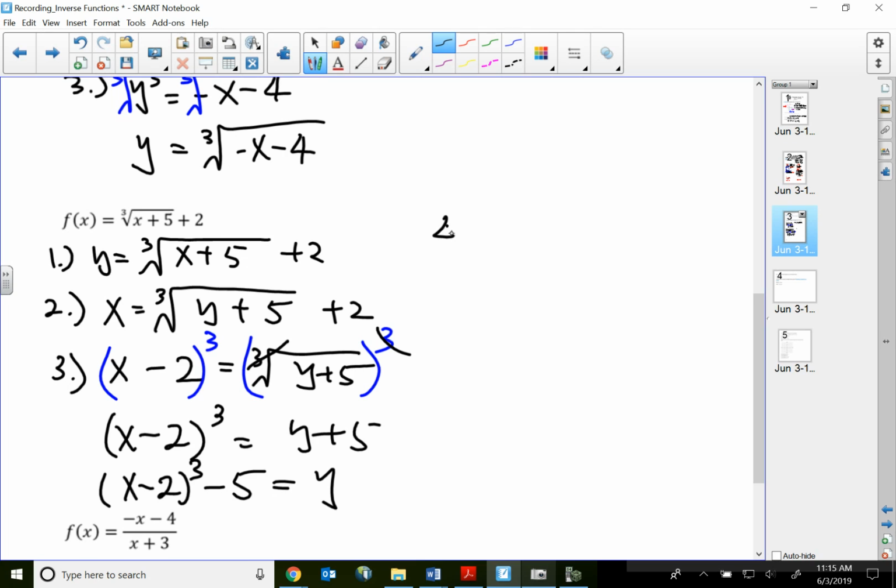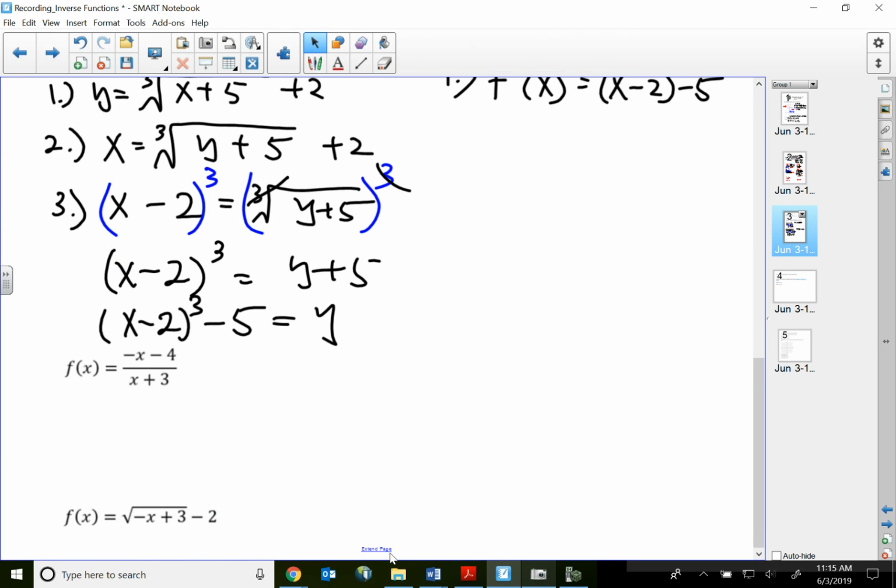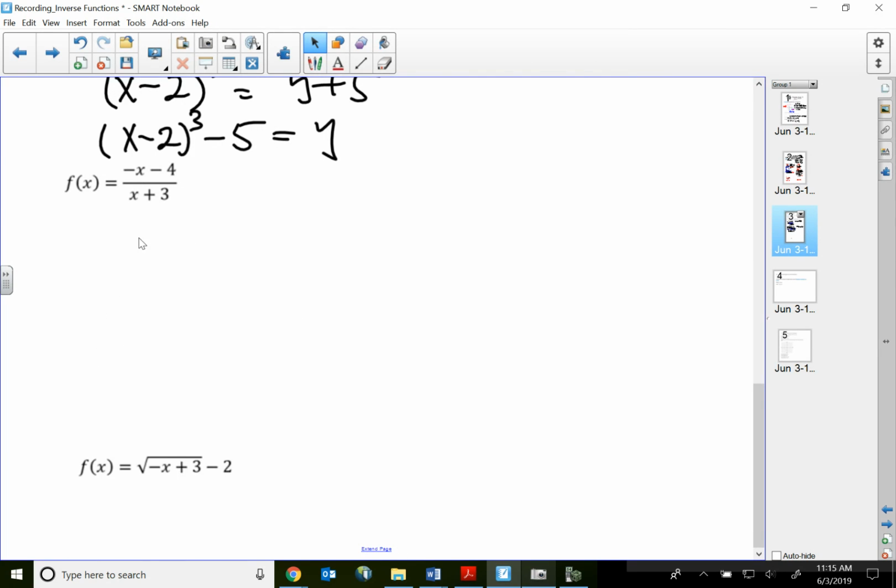So fourth step, replace my y back into f inverse. So the inverse function of my cube root originally is (x minus 2) whole thing to the third, minus 5. Okay, that will be fine. All right, let's show you that earlier, the rational functions are one-to-one functions.